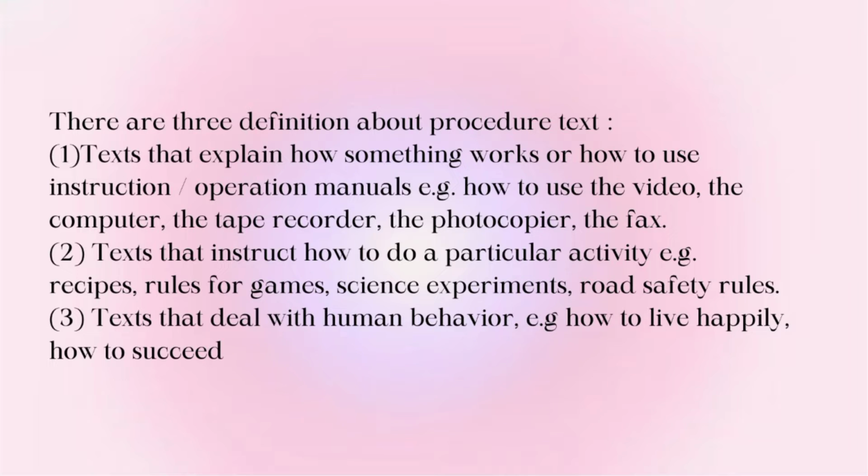The first is text that explains how something works or how to use instruction or operation manuals. For example, how to use the video, the computer, the tape recorder, the photocopier, the fax. The second is text that instructs how to do a particular activity. For example, recipes, rules for games, science experiments, road safety rules. The last is text that deals with human behavior. For example, how to live happily and how to succeed.